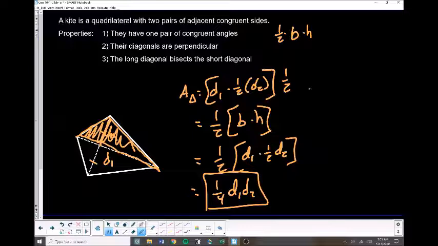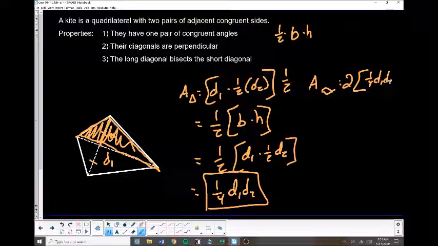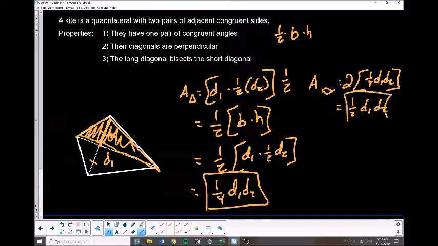Well, then the area of the kite is 2 of those. So it's 2 times a quarter of D1, D2, which is again a half times D1, D2. So the area of a kite is the same as the area of a rhombus. They're both a half times the 2 diagonals multiplied. A better way of saying that is a half of the product of the 2 diagonals.